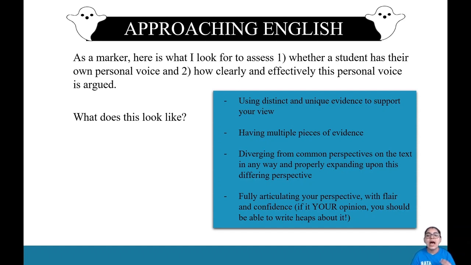So that first part of my thought process is whether a student has their own personal voice, and the second part is how clearly and effectively their personal voice is argued. What that may look like includes using distinct and unique evidence to support your view, having multiple pieces of evidence, that's always really important, and diverging from common perspectives. This comes with experience and with more time that you spend on your text. So diverging from common perspectives on the text in any way and properly expanding upon the differing perspectives, and finally fully articulating your point with flair and confidence.